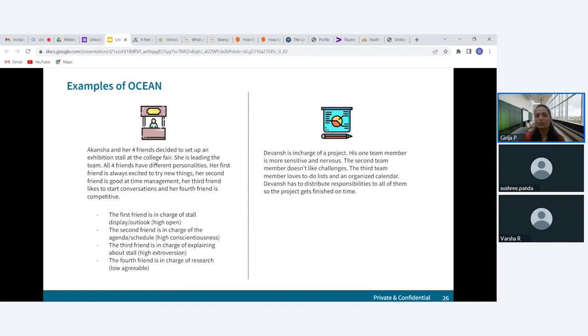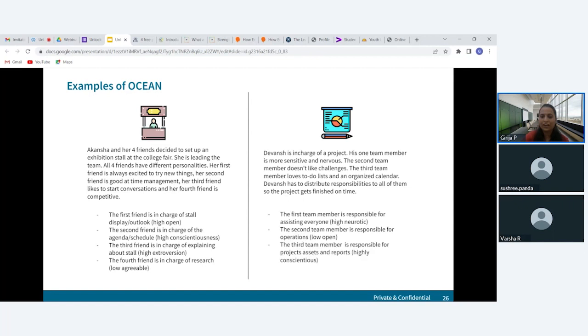So Devansh is in charge of a project, and he has three members in his team, and he has a deadline to finish it. He has one person who is more sensitive and more nervous. Another person doesn't like changes, and the other person likes to-do lists and an organized calendar. So Devansh has given responsibility based on their characteristics.